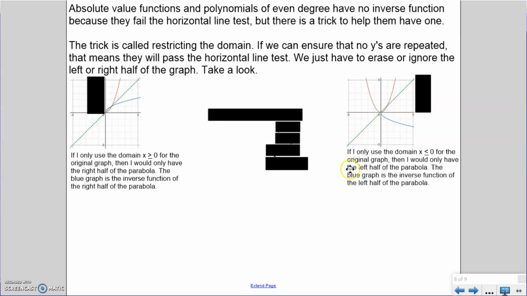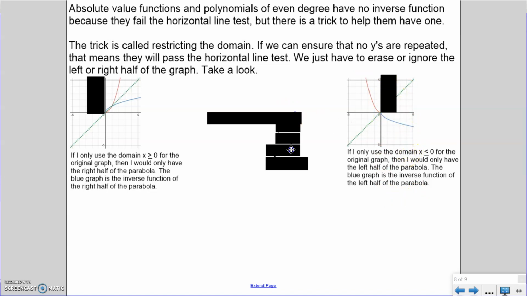Same thing over here. If I only use the domain x is less than or equal to 0 for the original graph, so the left half, then this right part's gone. Then I would have only the left half of the parabola. The blue graph is the inverse of the left half of the parabola. So if I reflect this over the diagonal line, of course I will get this. So that would be the inverse.